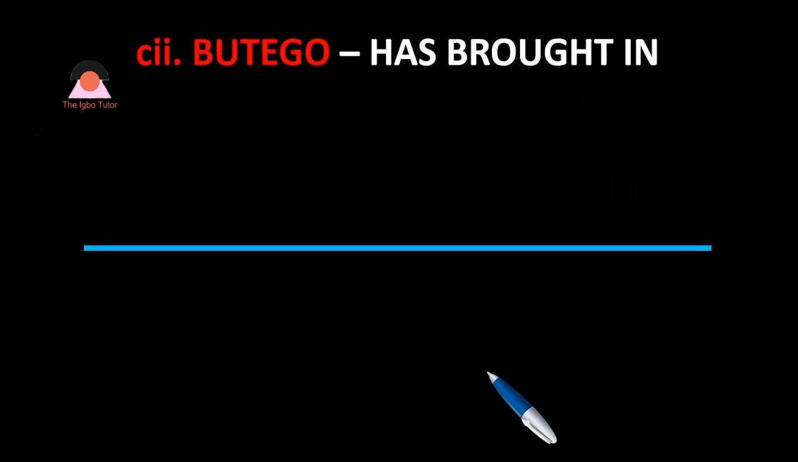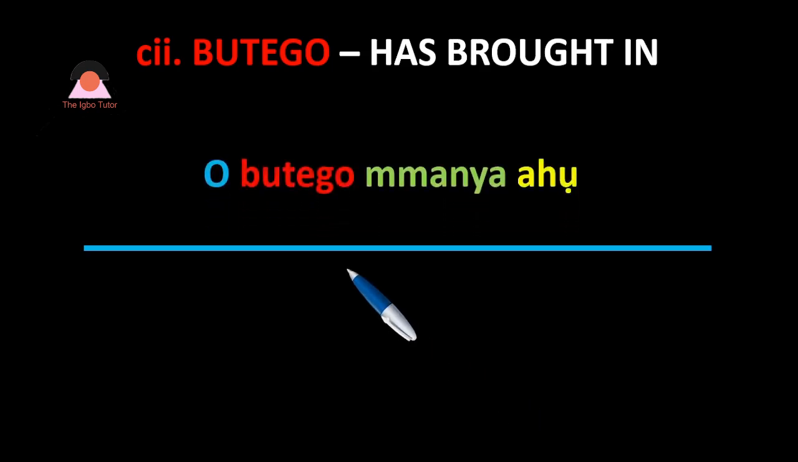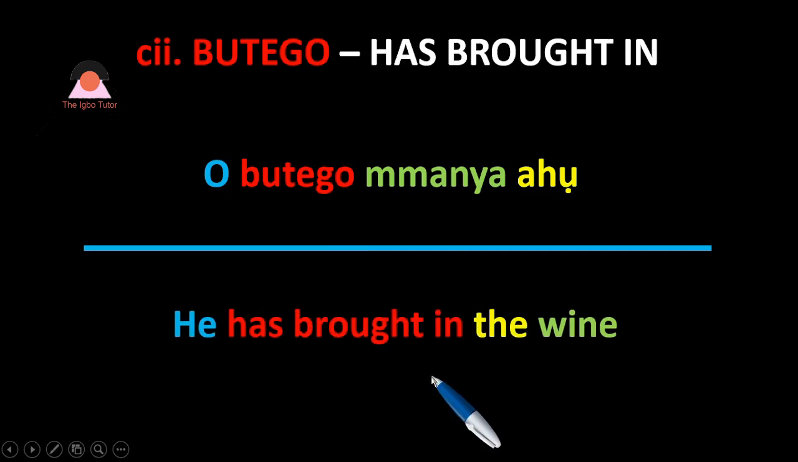We move on to butego, which is almost the same thing, but the difference is that this one is has brought in. The other one is brought in. We look at it now. O butego mmanya ahụ. This means he has brought in the wine.